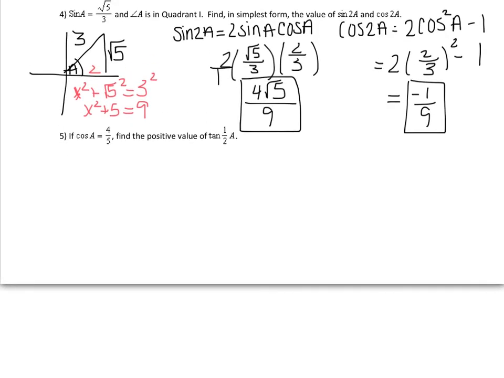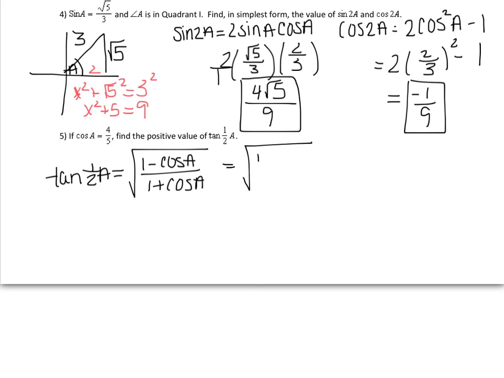Okay, last problem, number 5. It says, if cos of A is equal to 4 over 5, find the positive value of tan of half A. The first thing that we need to do is write down the formula. So tan of half A is equal to the square root of 1 minus cosine of A over 1 plus cosine of A. Now there's no need for a picture in this problem because they gave you cosine of A. They tell you that cosine of A is 4 over 5. So 1 minus 4 over 5, and then 1 plus 4 over 5.